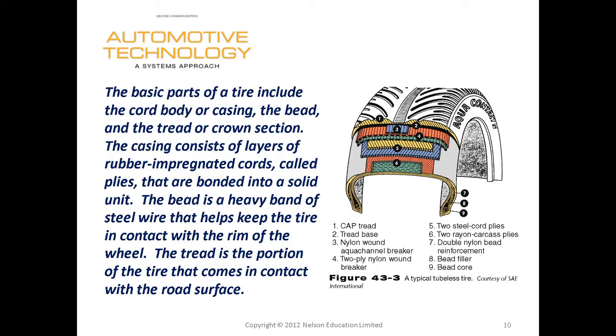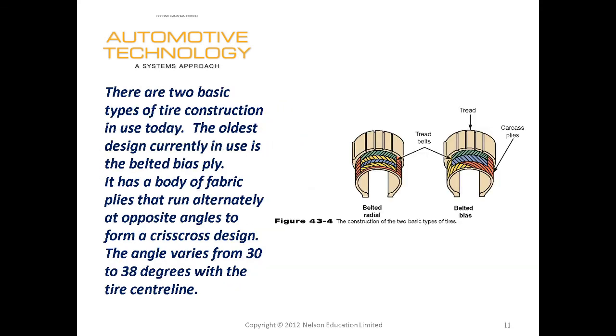Basic parts of a tire will include the cord body, or casing, bead, tread, or crown section. Casing consists of layers of rubber-impregnated cords called plies. They are bonded into a solid unit. The bead is a heavy band of steel wire that helps keep the tire in contact with the rim of the wheel. So it's actually a whole bunch of pieces of steel wire that wrap around the bead. Tread portion is the part of the tire that is in contact with the road surface.